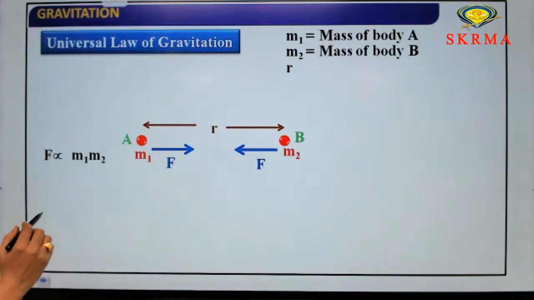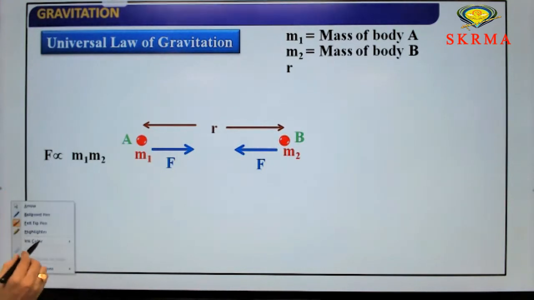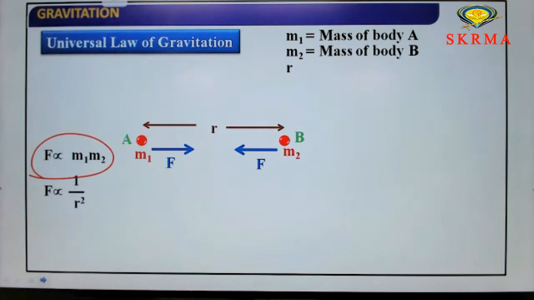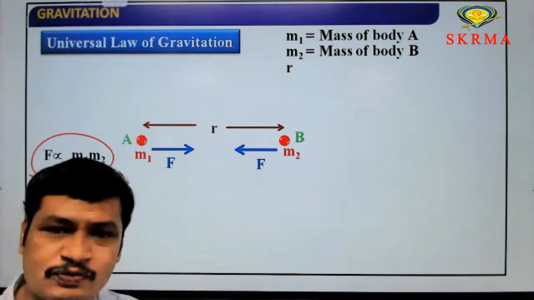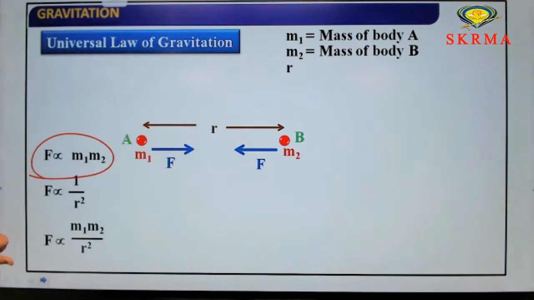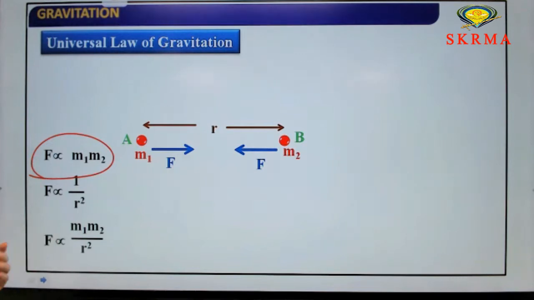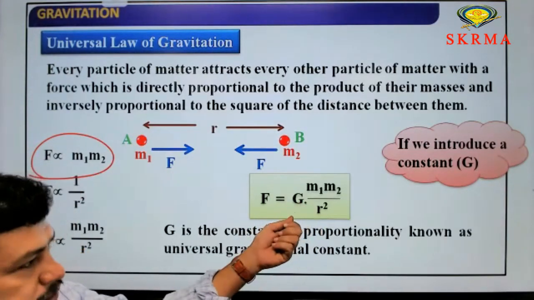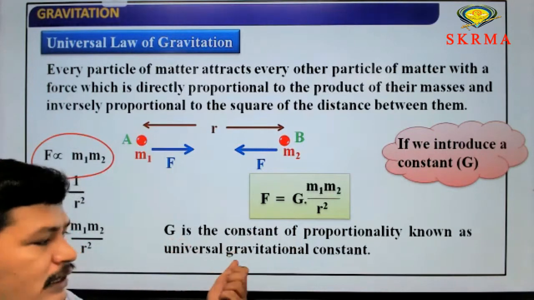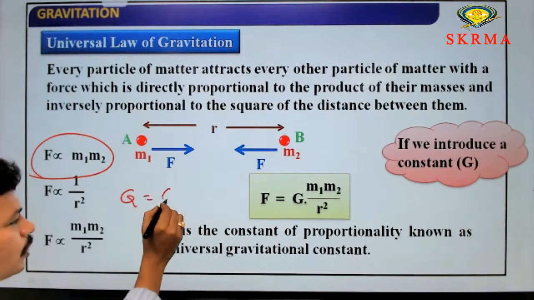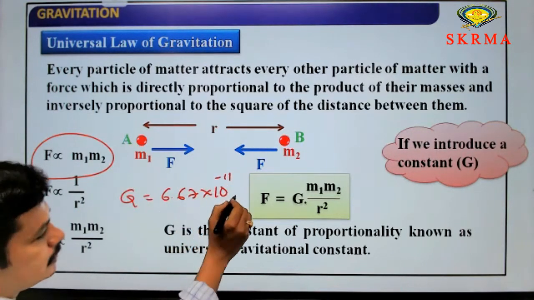Action, reaction pair. According to Newton's gravitational law, the force is proportional to the product of masses M1 and M2, and the force is inversely proportional to R square, the separation between them. This means gravitational forces satisfy the inverse square law. F is proportional to 1 by R square. Combining these two, F is proportional to M1 M2 by R square. To remove the proportionality, we add a constant, the universal gravitational constant, capital G. The G value is 6.67 into 10 power minus 11 in magnitude.